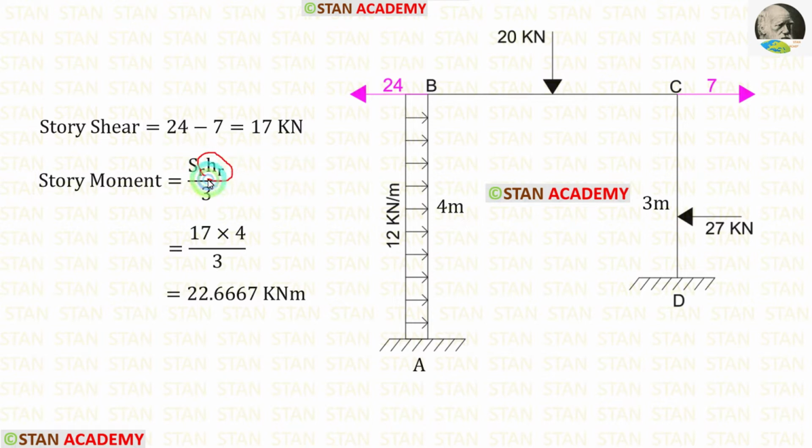HR is the reference height. In this frame, there are two columns, column AB and column CD. We have to select one of the columns as the reference column. Let us take the column AB as the reference column. The height of the column AB is 4, so the reference height is 4. After calculating this, we get the story moment, which is equal to 22.6667 kilonewton meter.